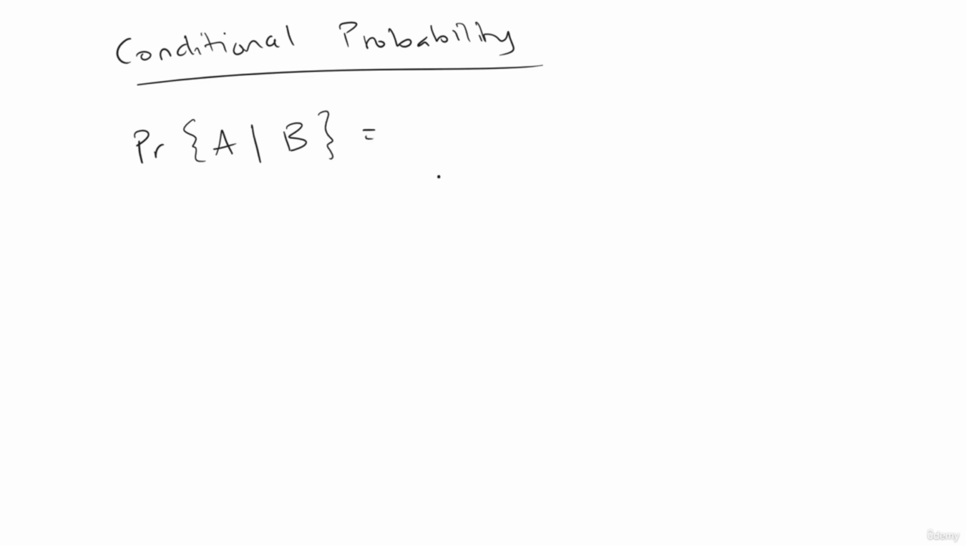And you can imagine this happens a lot. Something happens, like B happens. Well, we want to know how the probability of A actually changes now that we know that B occurred. And this can be written more formally as the probability of A intersect B divided by the probability of B.